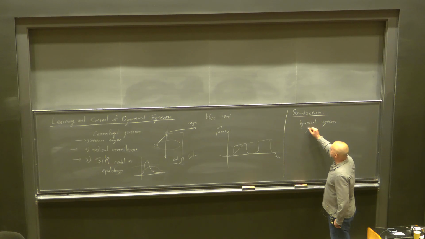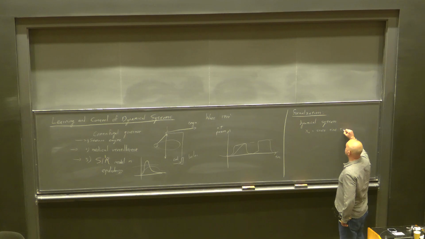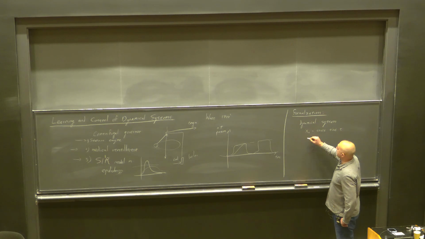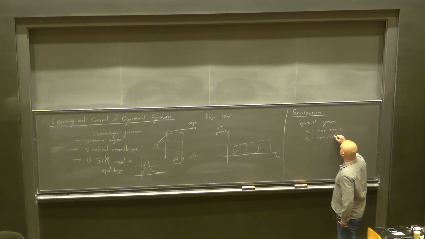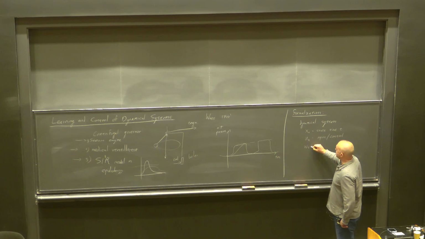Well, I have 3 or 4 objects. So xt is going to be the state at time t. Then I have ut is going to be the input or control. I have wt, that's going to be some noise. And yt is the observation.